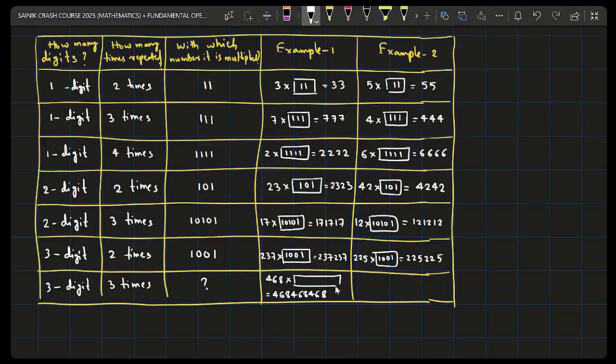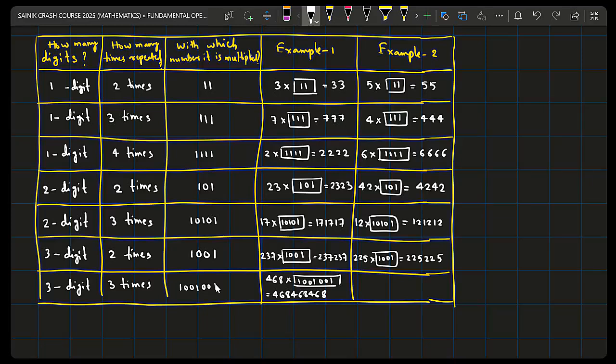We should multiply by 1001001, right? Yes, sir. So let me write that number here. So we should multiply by 1001001. Pranay, can you take any 3-digit number yourself?